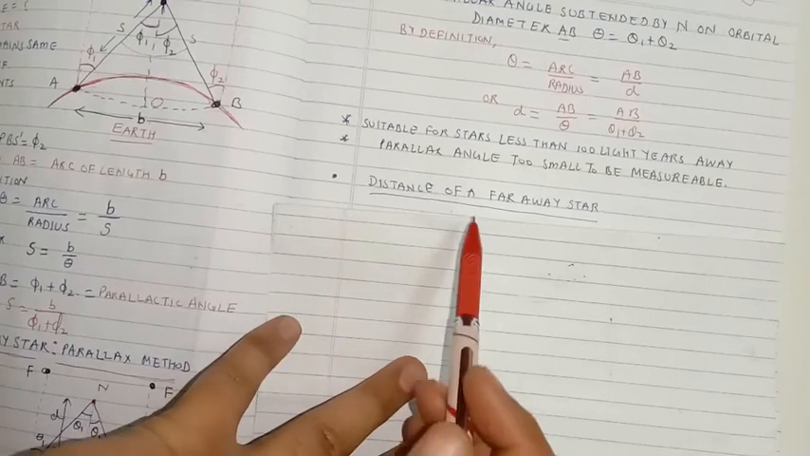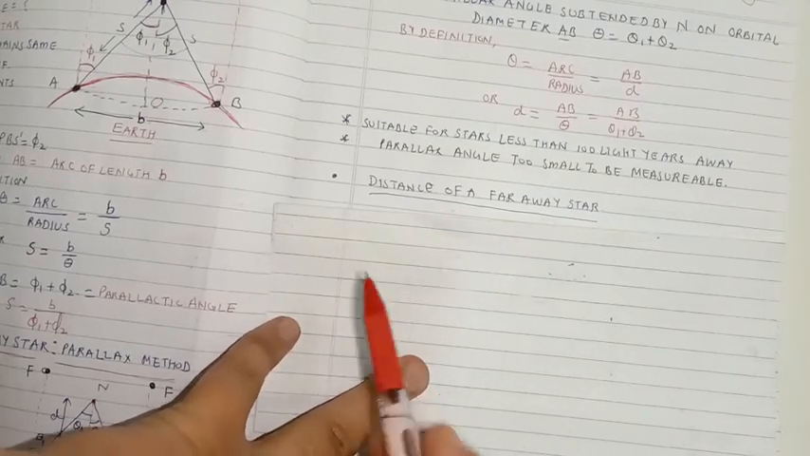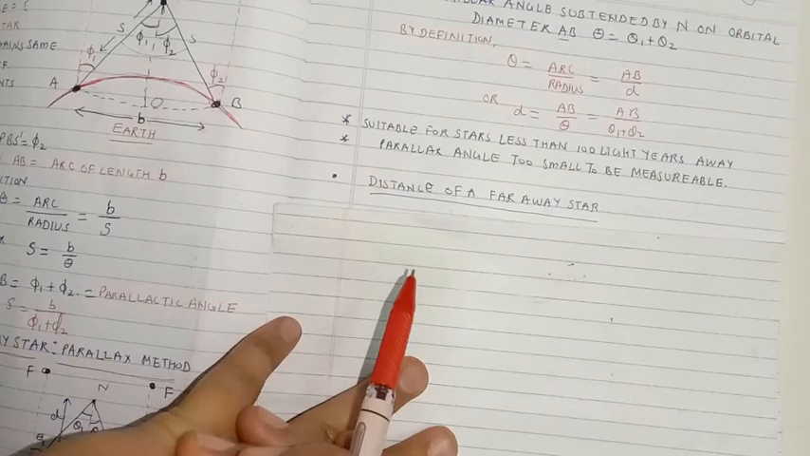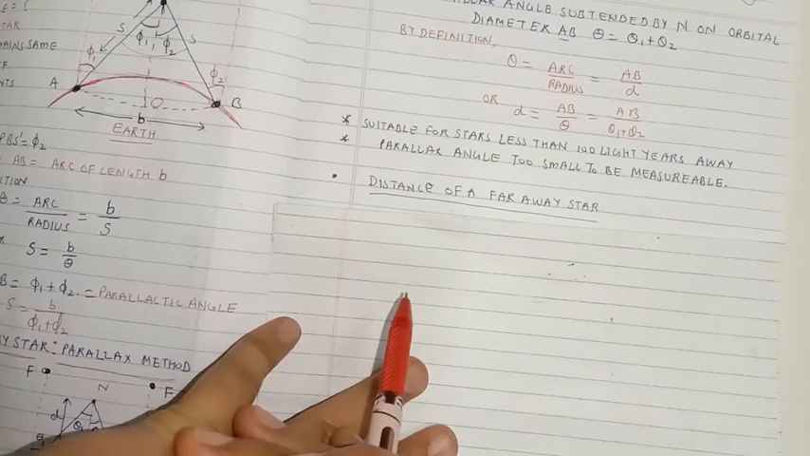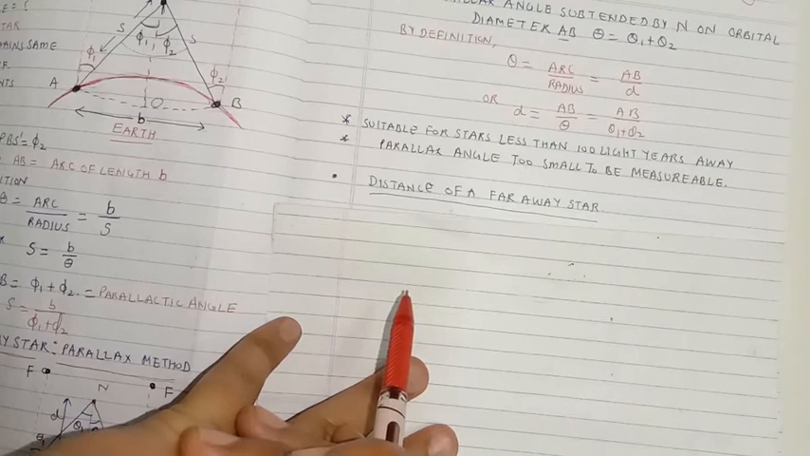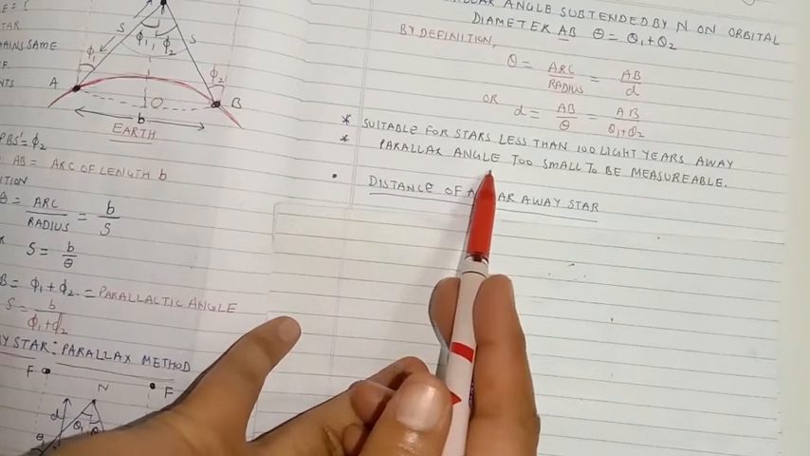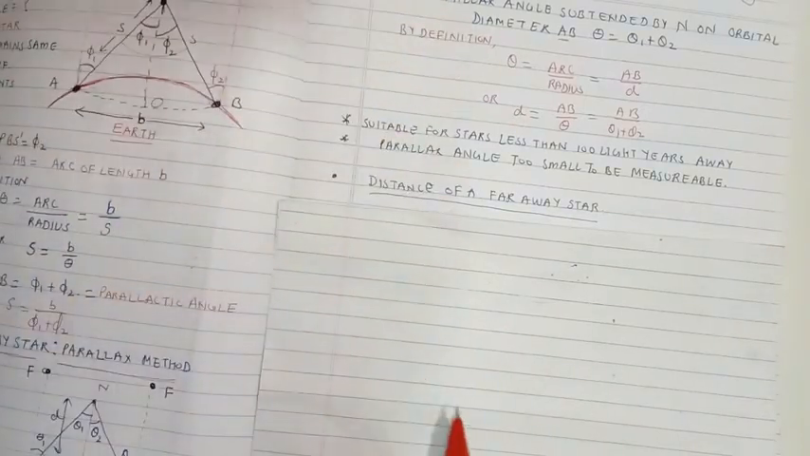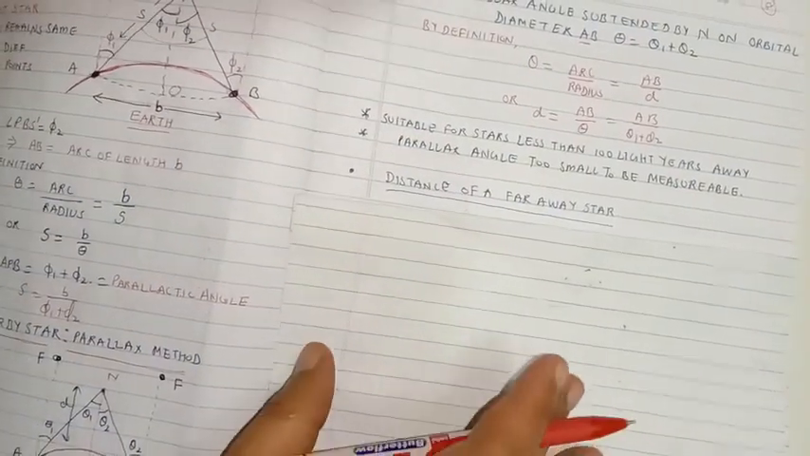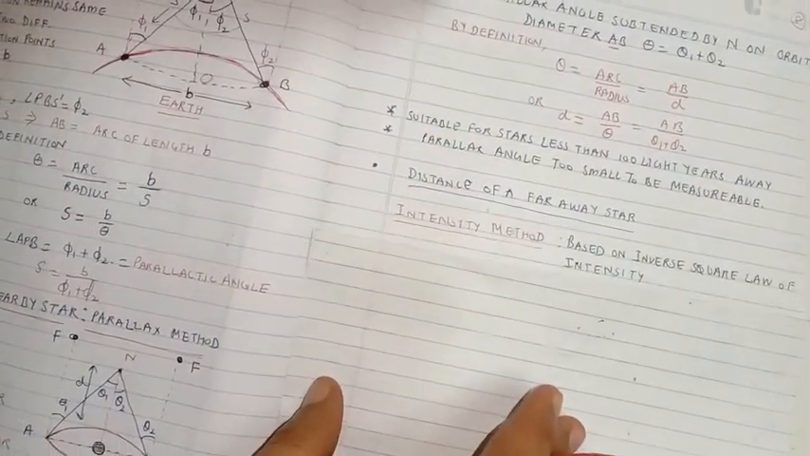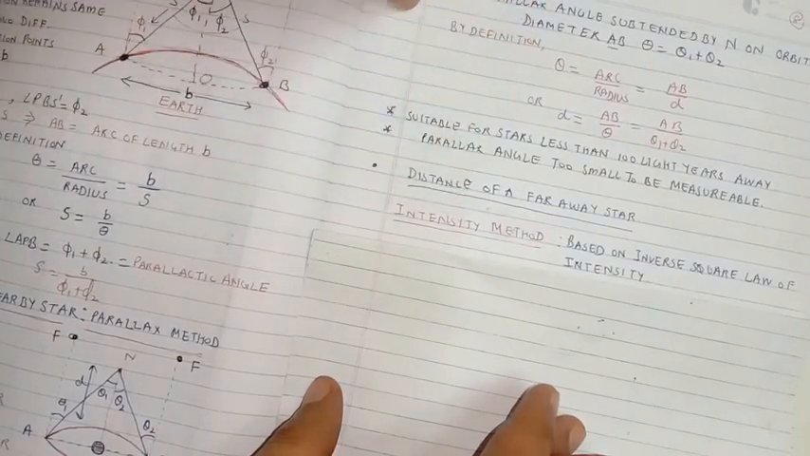So, what do we do in the case of faraway stars? Those stars which are present at a distance of 100 light years away. The parallax method is not suitable because the parallax angle becomes too small to be measured. So, for such stars, we rely on a method which is known as the intensity method.